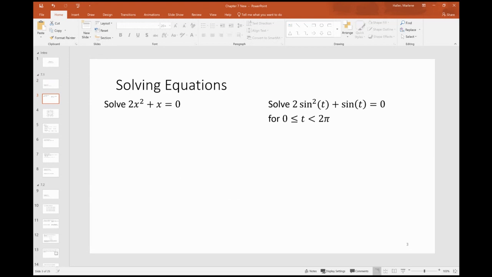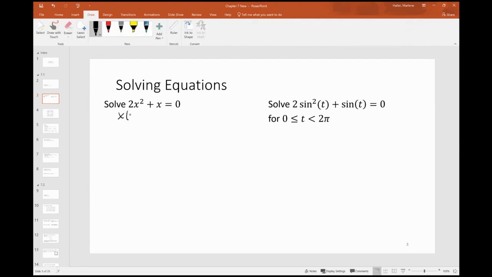Here's a quadratic equation, 2x squared plus x equals 0. To solve this, probably the easiest way would be to factor out the x. When I do that, I'm left with 2x plus 1 equals 0. So x times (2x plus 1) equals 0. Then I can employ the zero product principle, and I can say either x equals 0, or 2x plus 1 equals 0.